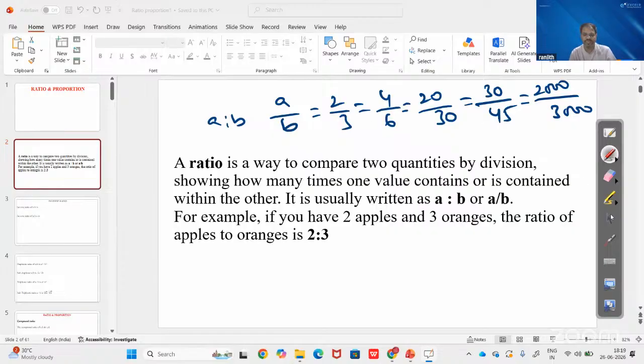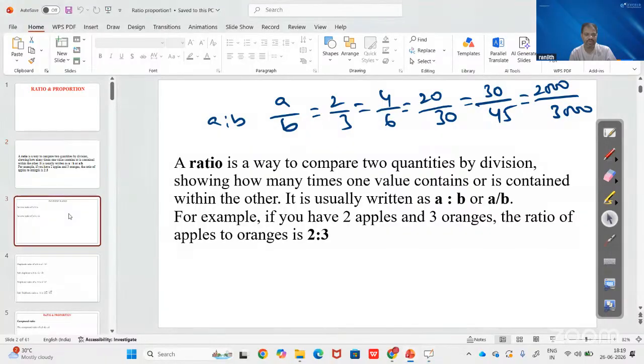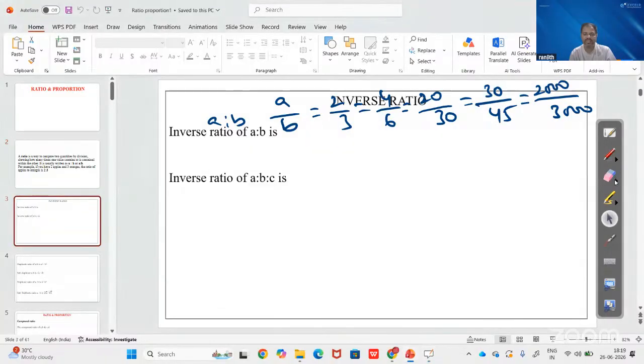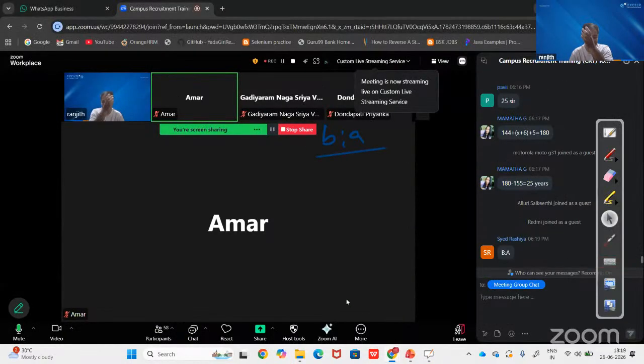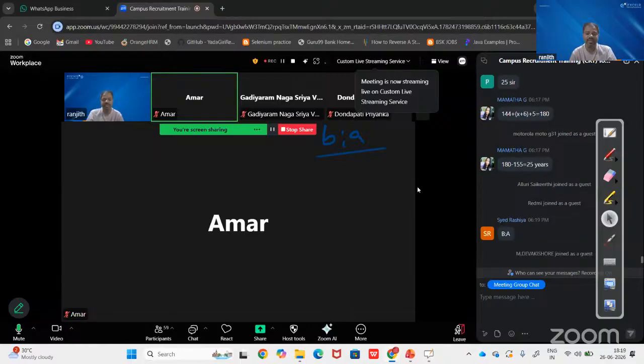Okay, look. So what is the inverse ratio of A is to B? The inverse ratio of A is to B is equal to B is to A. Everyone knows this. So what about the inverse ratio of A, B, C?